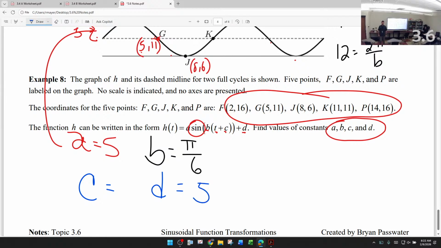Yeah. How would it be y, because D is plus D? So you wouldn't do plus 1 equals 11. You ask for D or the midline. On the question, midline is y equals 5. D is 5. That's what I said.